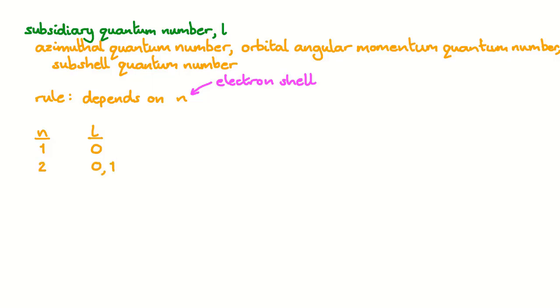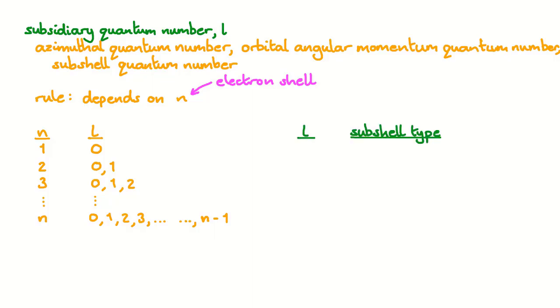For the second electron shell, L can be either 0 or 1. And from the third electron shell, we start to see a pattern. L can be 0, 1, or 2. If we extend this to any value of the principal quantum number n, the values of L we can have are 0, 1, 2, and so on until we reach the value n-1.